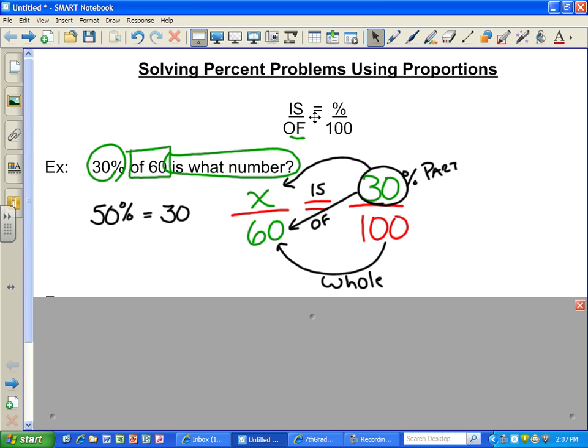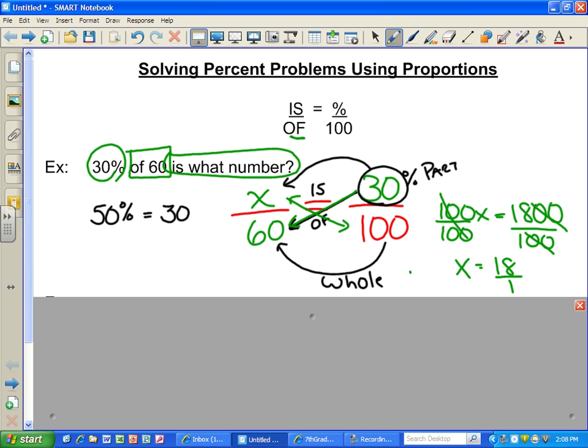So how we solve proportions, we use cross multiplication. We're going to say x times 100 is 100x is equal to 30 times 60 is 1800. So now we have my equation. We're going to divide both sides by 100. Cross out the 2 zeros, cross out the 2 zeros. So we have 18 over 1. So x is 18. So we fill it in, and we say 18 is 30% of 60, which makes sense.